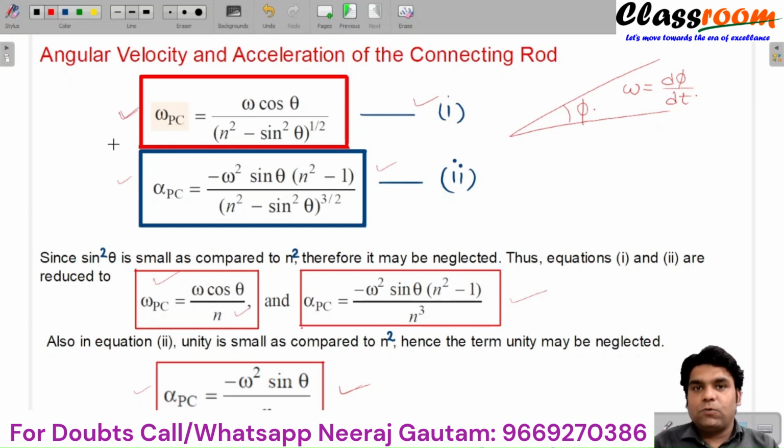Okay, so these are the velocity and acceleration analysis of the connecting rod as well as the piston.